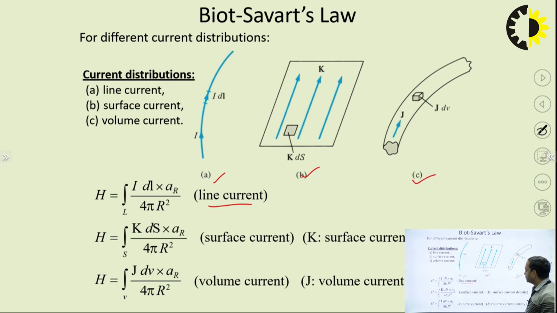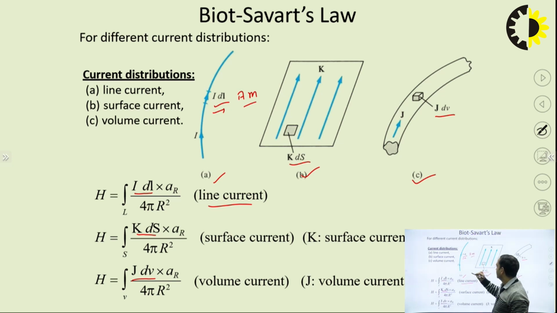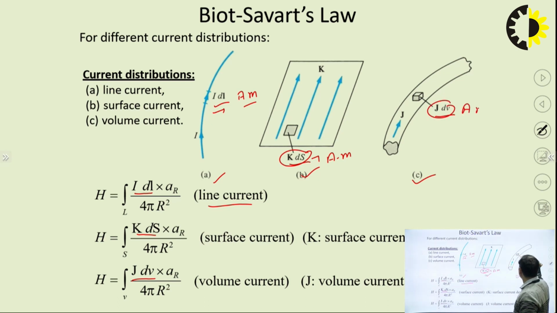volume current, right? Here the element IDL is equivalent to KdS in the surface current, and also equivalent to JdV in the volume current. As we know, IDL was derived from the Biot-Savart law, so in place of IDL we can put KdS or J dV. These three are the same, and the unit of each is ampere meter.